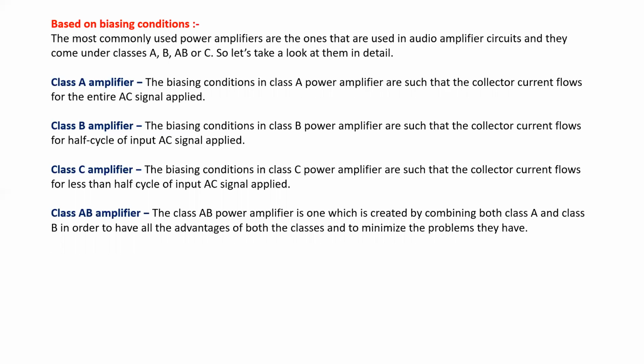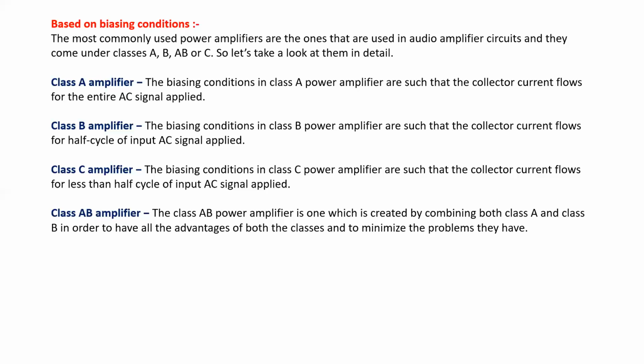In Class A power amplifier, the collector current flows for the entire AC signal applied at the input side. In Class B amplifier, the biasing conditions are such that the collector current flows for half cycle of the AC input signal. The next type is Class C amplifier. In this, the biasing conditions of Class C power amplifier are such that the collector current flows for less than half cycle of the input AC signal.